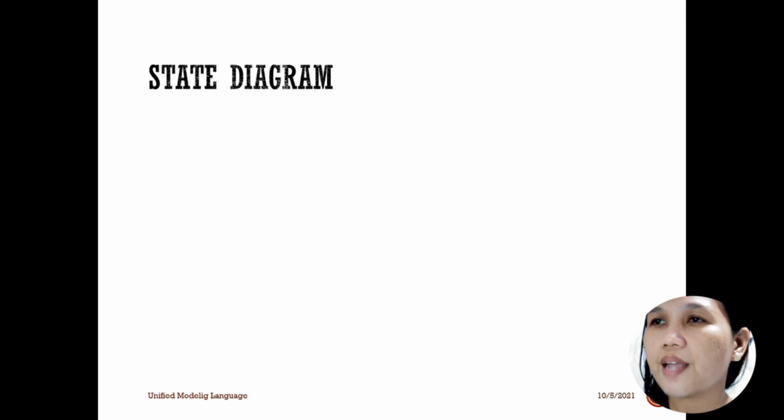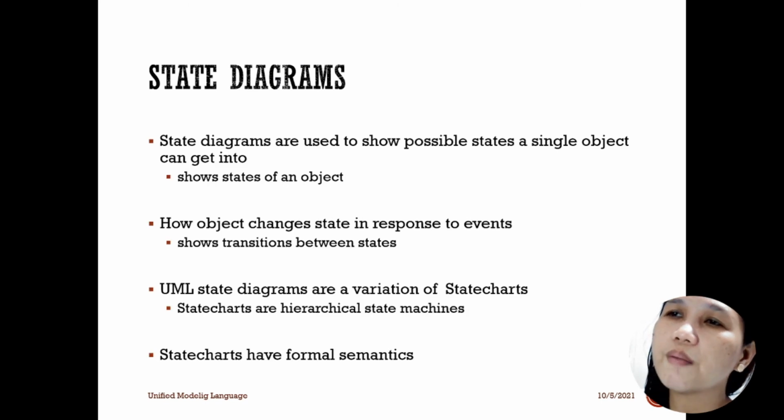Next is the state diagram. State diagrams are used to show the possible states a single object can get into. It shows the states of an object, how the object changes states in response to events, and the transitions between states. UML state diagrams are a variation of state charts. State charts are hierarchical state machines, and state charts have formal semantics.